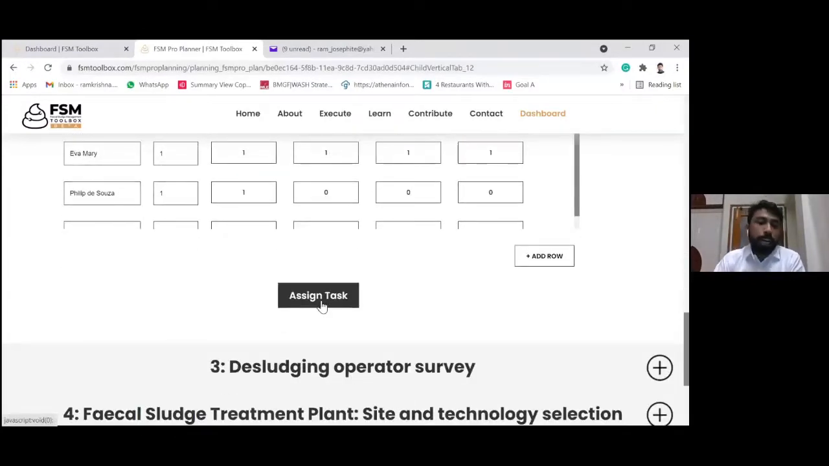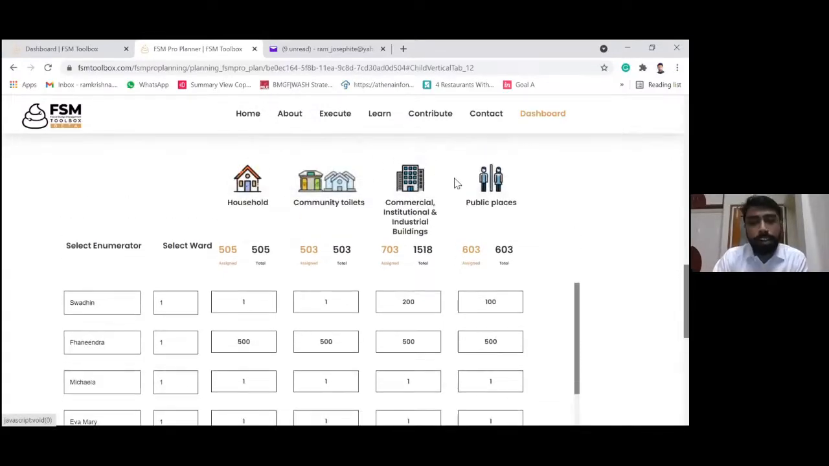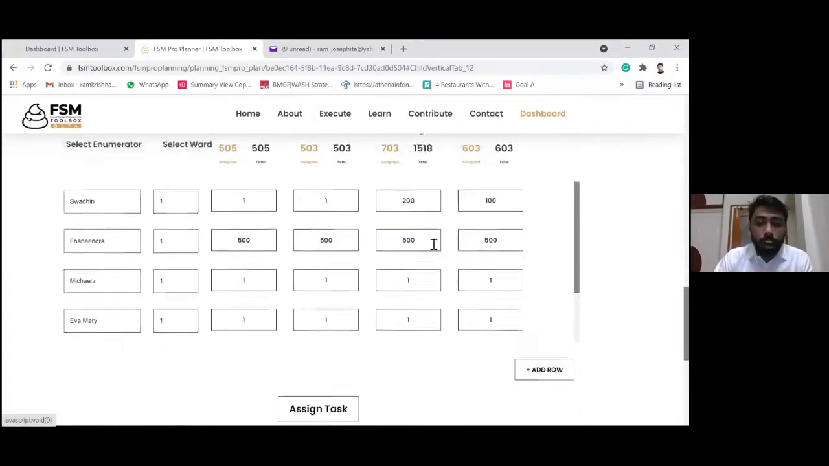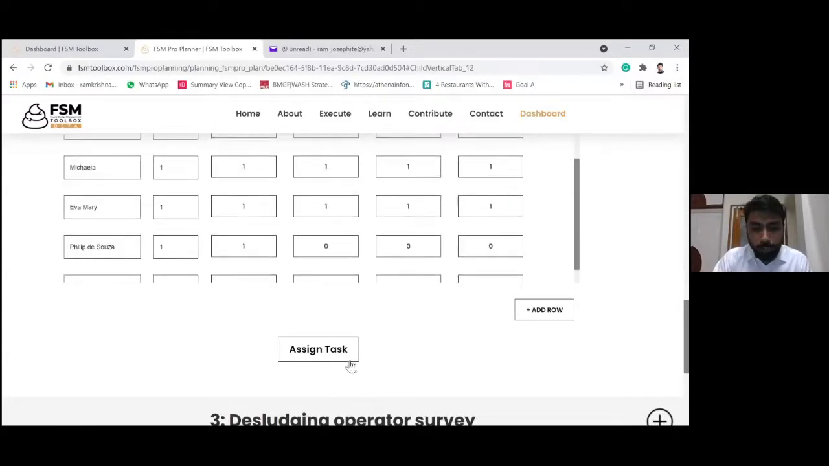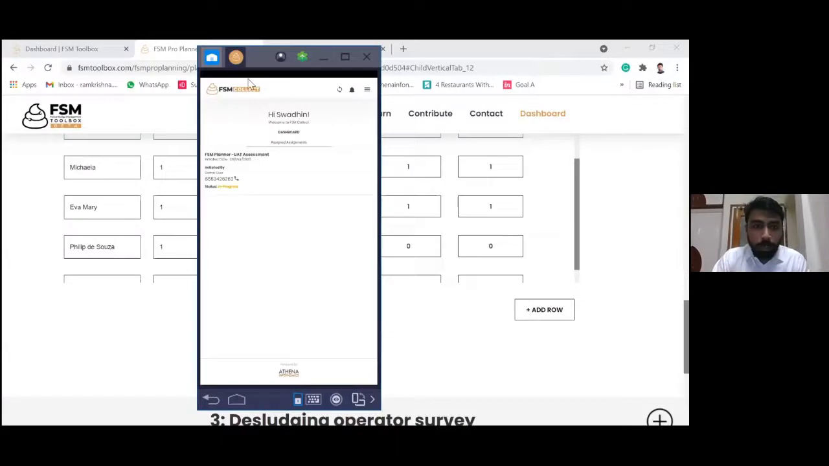The moment you assign tasks, that enumerator will get a link on their mobile to download the mobile application. I will show you the mobile application as well. They will have the questionnaires for all of these categories that you have assigned to that particular enumerator. Just to give you a glimpse of the mobile application, this is the mobile application. As you can see, it's called FSM Collect.